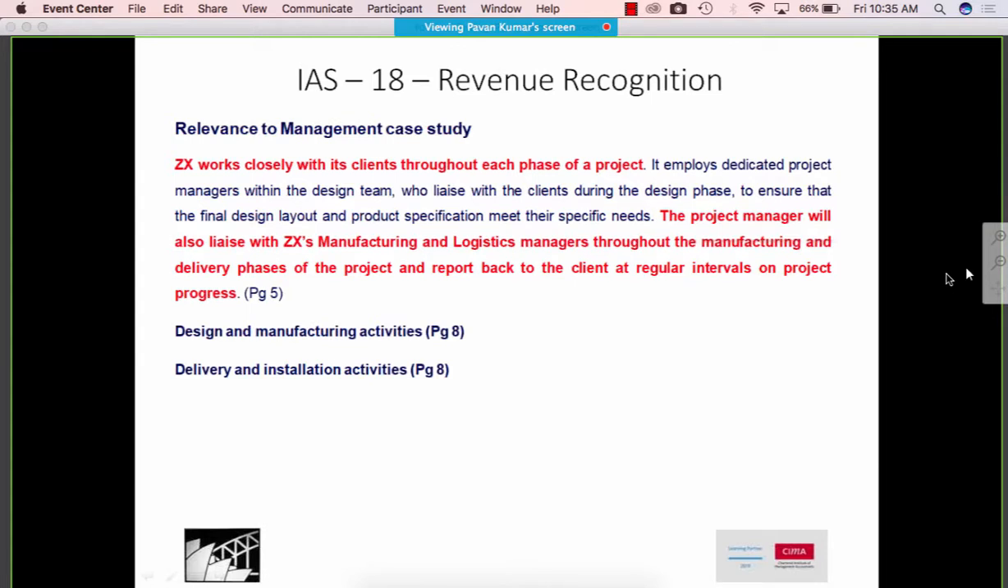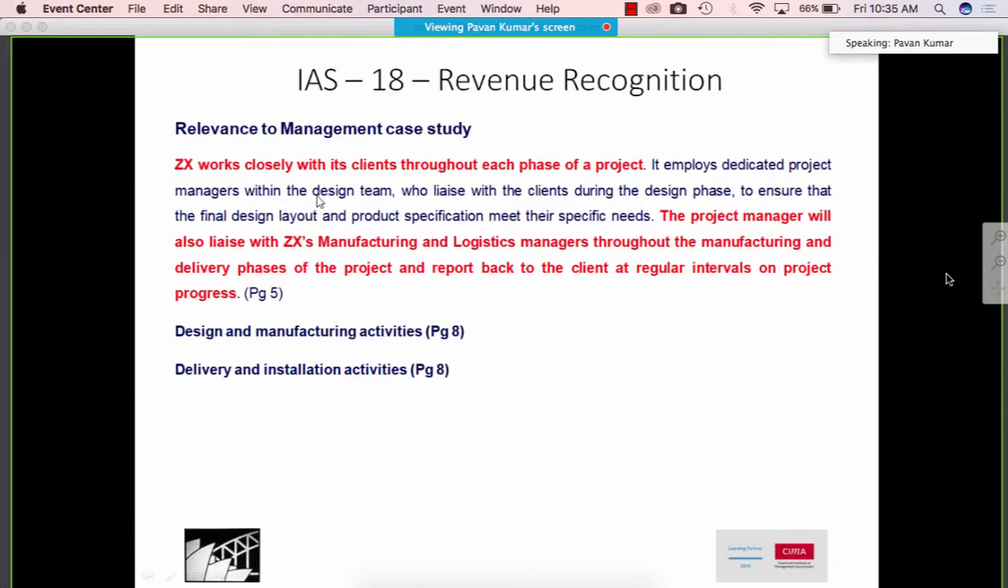That's right. So like I shared in the beginning, we are not going to go into the technical details. We are only trying to introduce to you how you can use these accounting standards in your relevant case studies. Right. So let's come back to this.